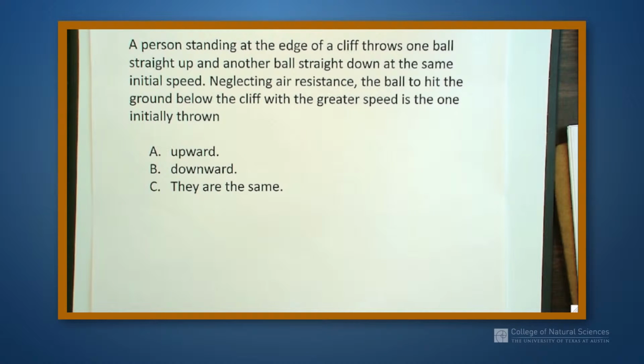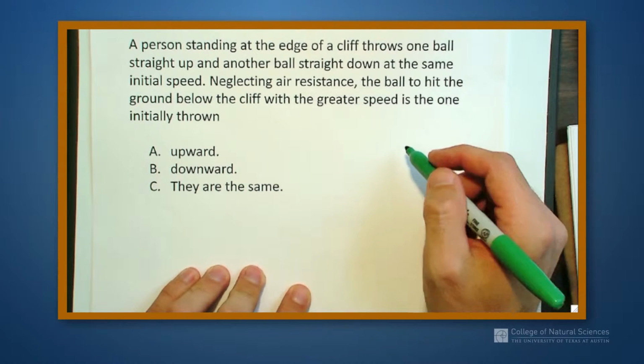So this question says, a person standing on the edge of a cliff throws one ball straight up and another ball straight down at the same initial speed. Neglecting air resistance, the ball that hits the ground below the cliff with the greater speed is the one initially thrown up, down, or the same speed when they hit.